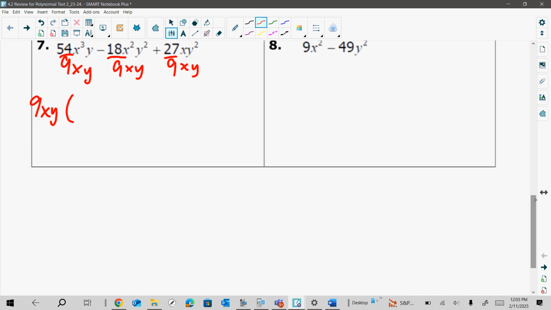Okay, so I'm just doing the division. 54 divided by 9. What is that going to give you? 6. And then my x's, I'm subtracting. 3 minus 1 is going to give me x squared. The y's end up canceling. So that's it. Then I have a minus here. 18 divided by 9, that's going to give me a 2. My x we subtract. And then my y we subtract. Plus, that gives me 3. My x's cancel. And I'm left with just y. So now I have a 3-term.